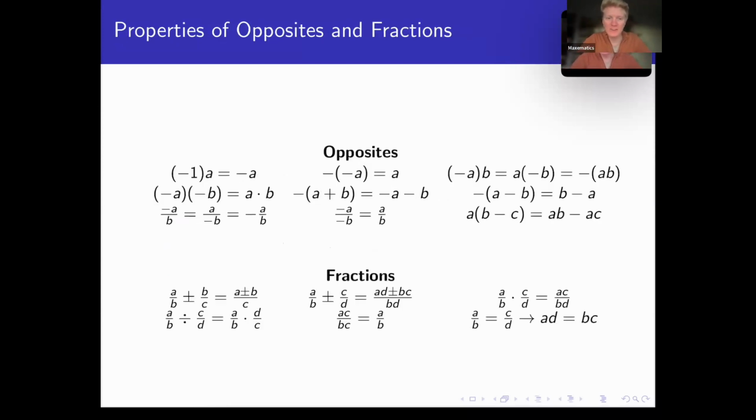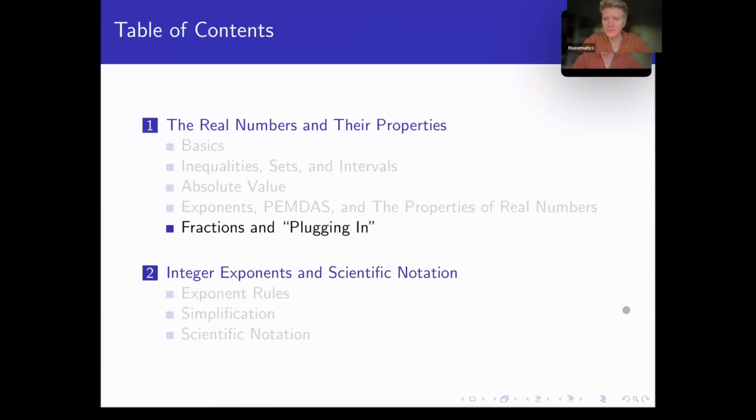Properties of opposites and fractions. We've been using some of these already. Negative 1 times a is negative a. Negative, negative cancels each other out. What other ones we got on here? Negative divided by a negative is positive, stuff like that. And these properties of fractions, you see them right here, but I think it's a little bit better if we just do some examples. So let's do that.